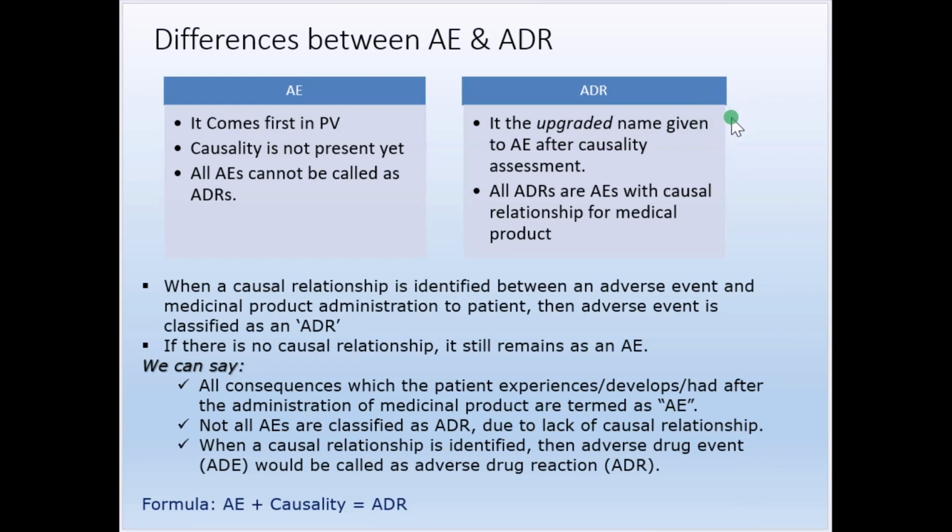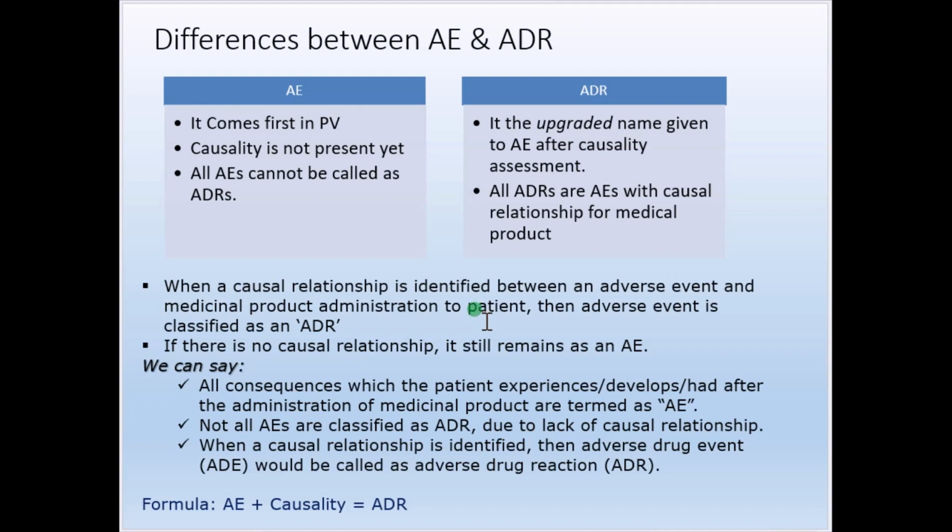So, we have seen what causality is, and when and where it is useful in PV, right after the definition of AE and ADR in the first slide. Now, let's see in what way an AE and ADR can be differentiated. The moment a side effect occurs or is reported, that particular effect is called an adverse effect or adverse event, AE. So, it comes first in PV.